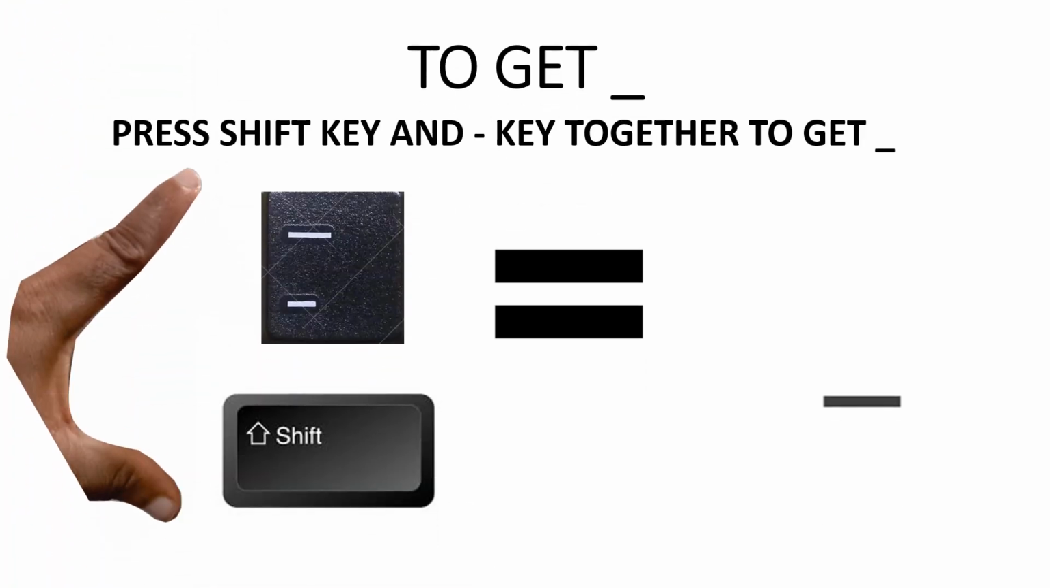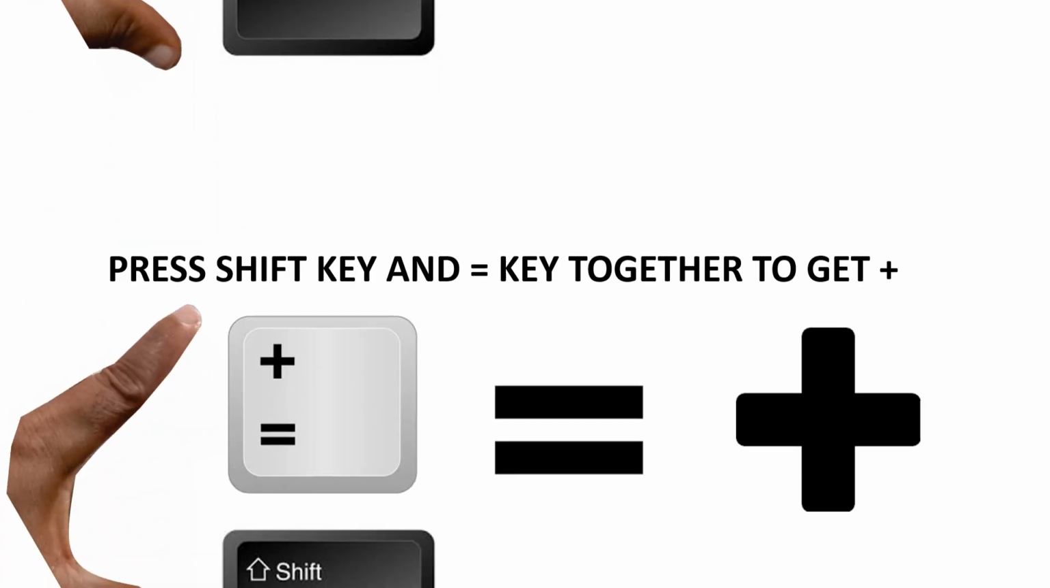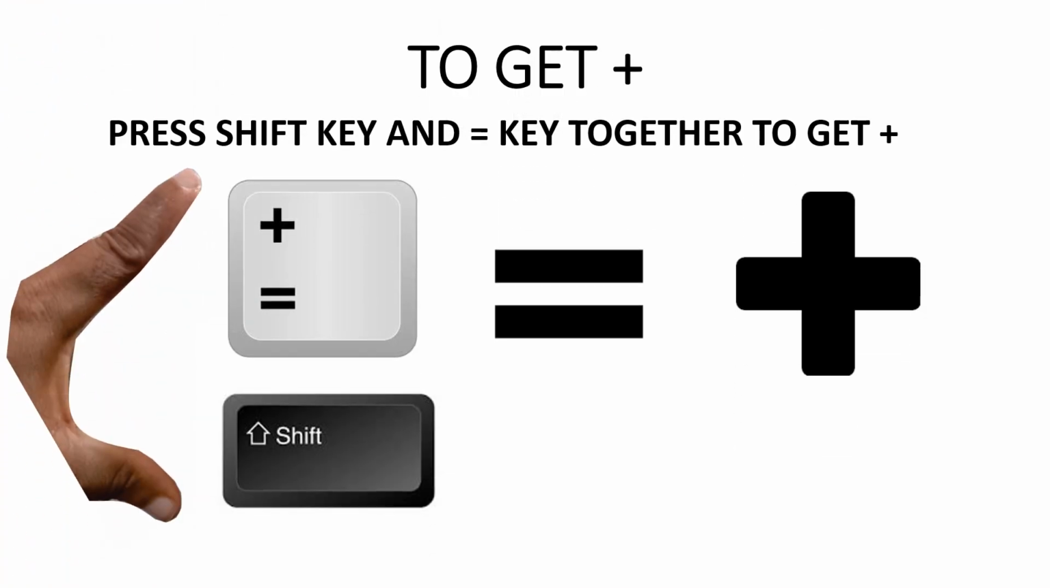Also, to get the underscore sign, press shift key and the hyphen key together. To get the plus sign, press shift key and the equal key together.